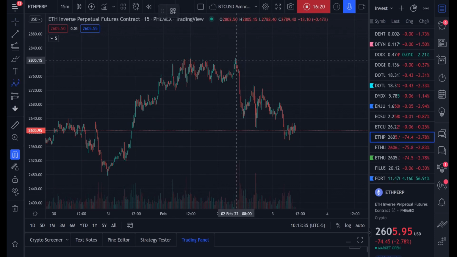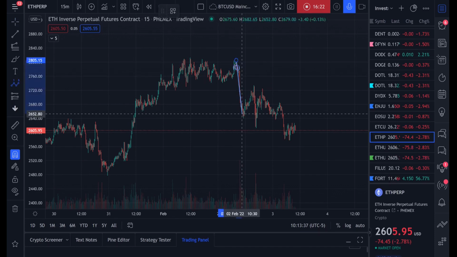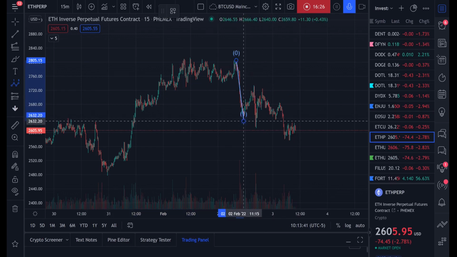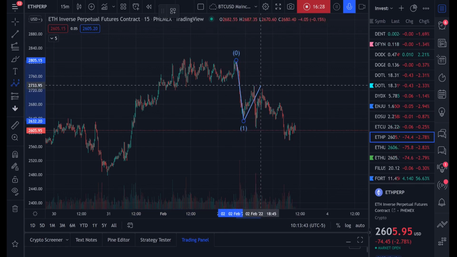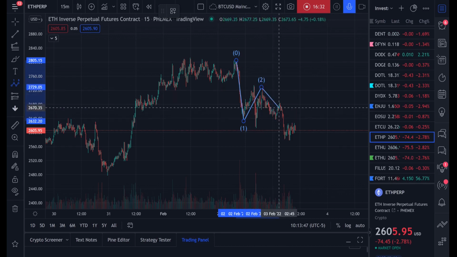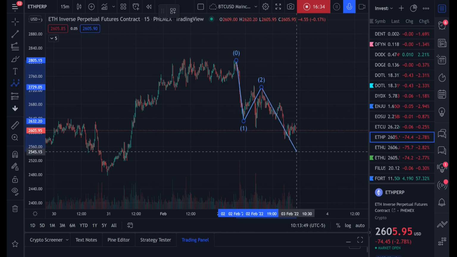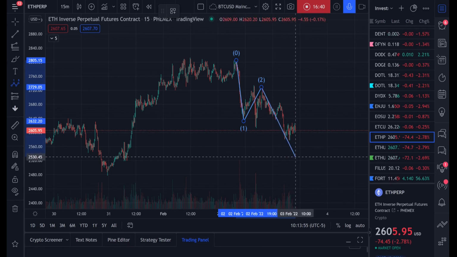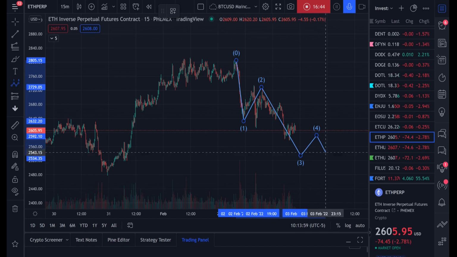So if anything, I see wave 1. Let me turn off the magnet. Wave 1, I see a wave 2, 3 waves here. I see this being 1, 2, 3, 4. I don't even see a complete wave 3, to be honest. I don't see a complete wave 3, and then you need wave 4 and wave 5.